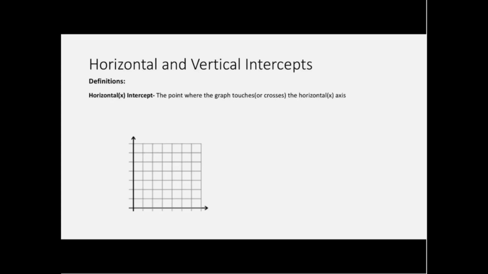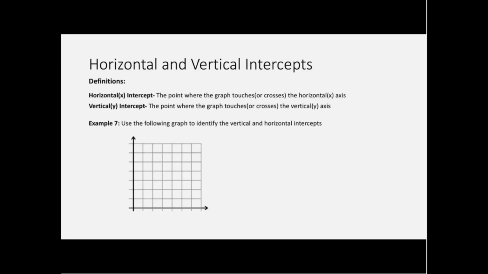Same thing with the vertical. Vertical is the y-intercept if we're doing a strictly math problem, but if we're doing an application problem, it's the point where the graph touches or crosses the vertical axis. So example 7 has us just very basically talking about what that would look like on this graph.